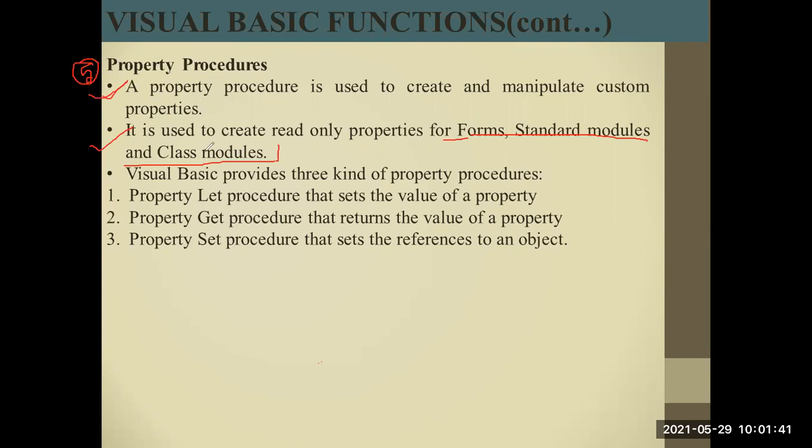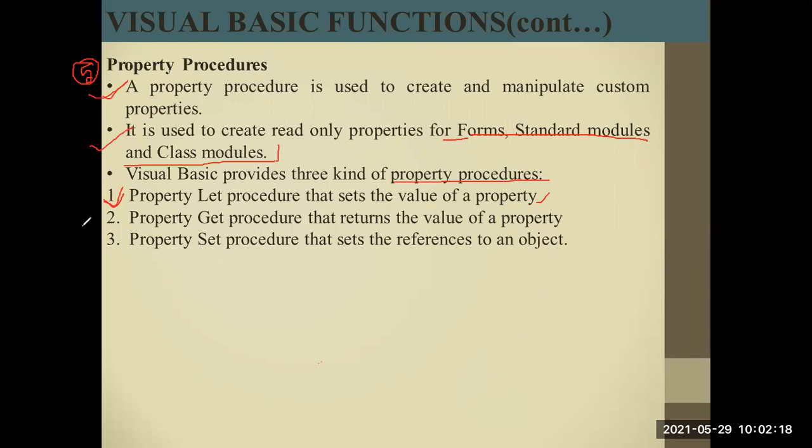Okay. Now Visual Basic basically provides three kinds of property procedure. There are three types of property procedure that are possible. One is called the Property Let procedure. There are three different types of property procedure provided by Visual Basic. The first one is called Property Let procedure. What does it do? It will set the value of the property.